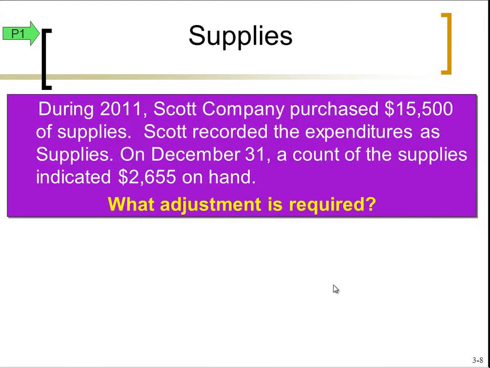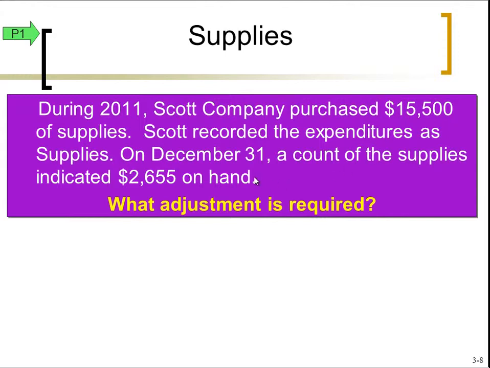So here's an example. During 2011, Scott Company purchased $15,500 of supplies. Scott recorded the expenditures as supplies. On December 31st, a count of those supplies indicated $26.55 on hand. So first of all, we had an initial entry. During 2011, we would debit supplies for $15,500 and credit cash. So that's fine, but that's not the adjusting entry.